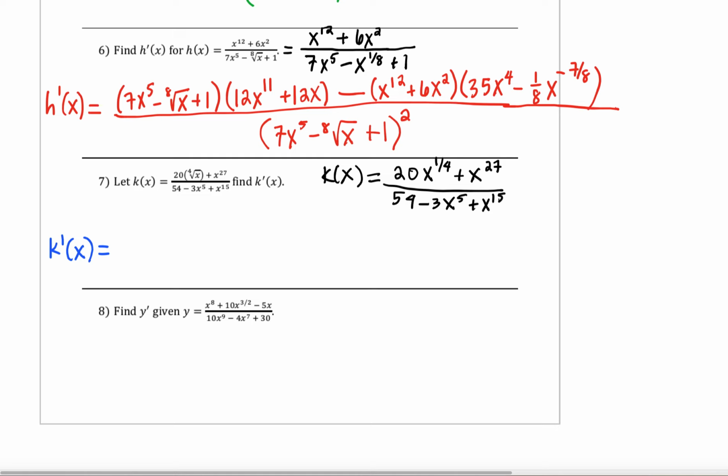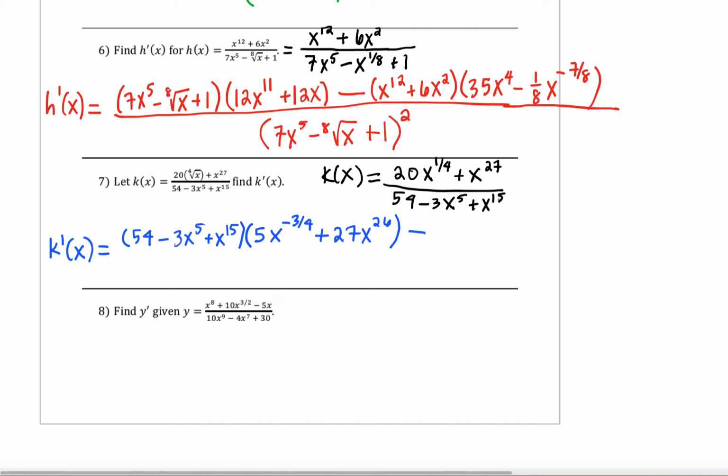So we take the original denominator, so this would be our low function, times d high, or the derivative of the top function. So using the power rule, the 1/4 would come down. 20 times 1/4 would actually give us 5, and then we end up with x to the -3/4 by subtracting off 1 from 1/4, plus 27x to the 26th power.